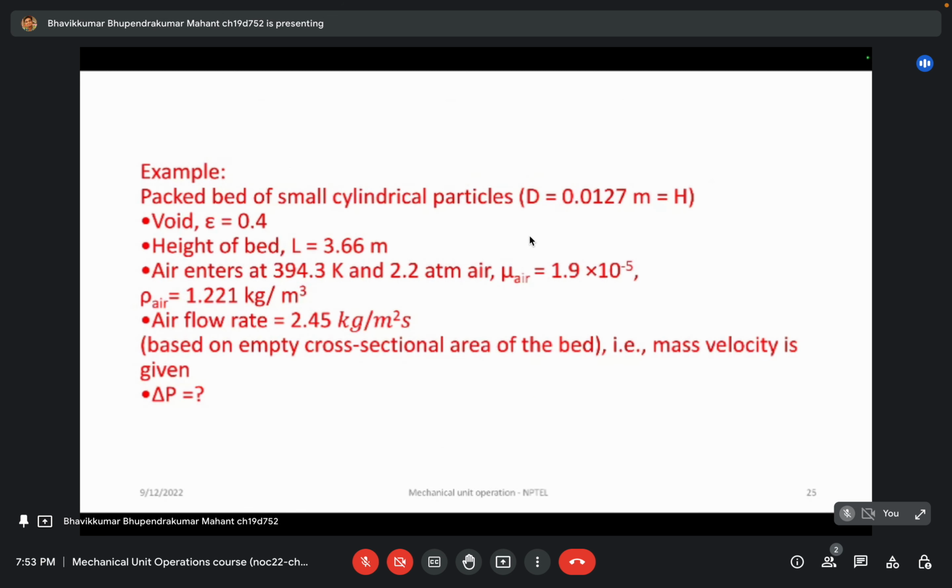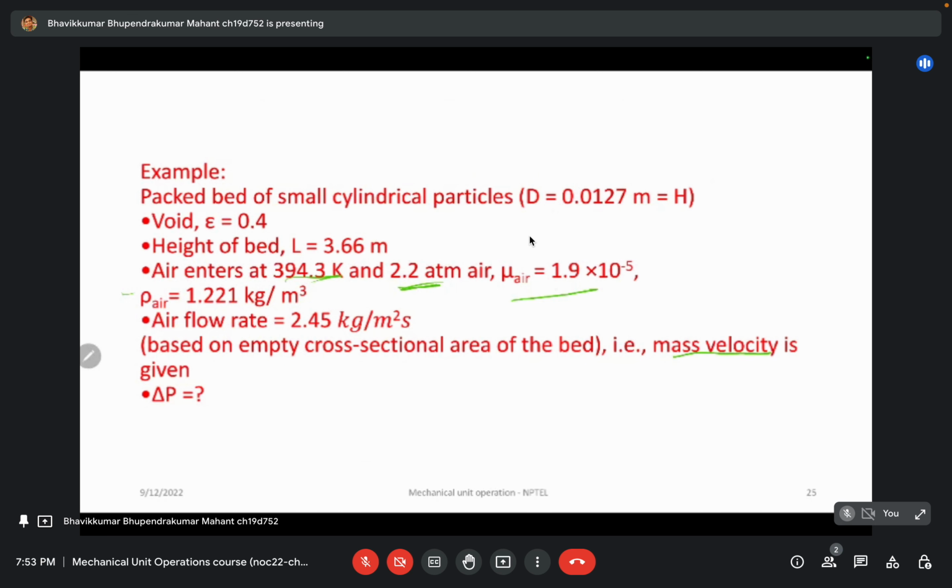Now there is one example in which a packed bed of small cylindrical particles is there, which has a diameter of 0.0127 meter. Void epsilon value is 0.4. Height of the bed L is equal to 3.66 meter. Air enters at this particular temperature and this pressure, 2.2 atmosphere, where the viscosity and density of air are given. Air flow rate is also given. This is a solved example by the professor. I just want to go through that example, because you can get to know different flavors of the example.